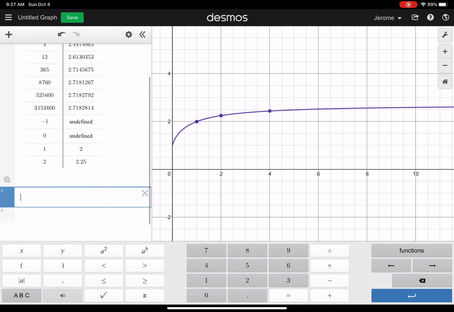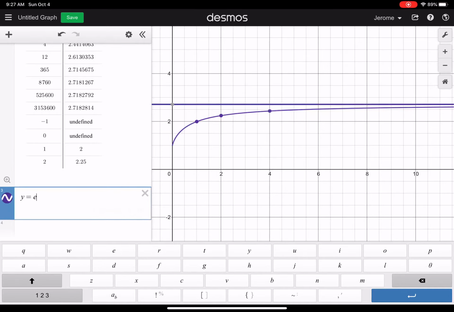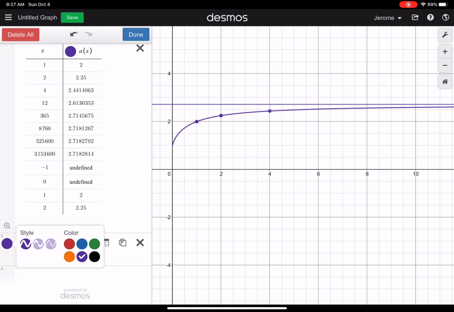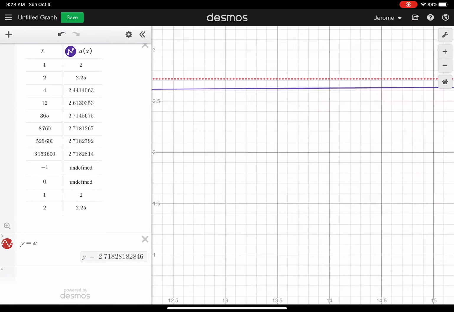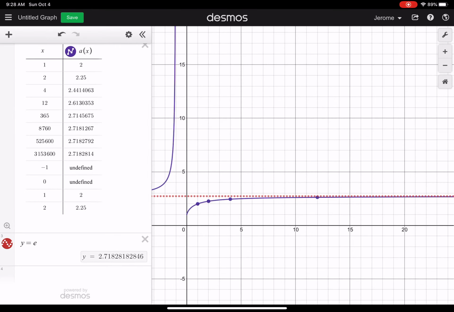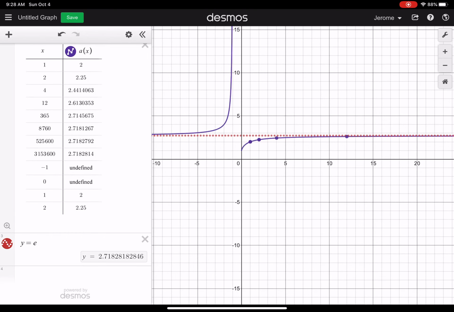So I'm going to come right down here to this next one, and I'm just going to go y equals, and I have to go over to the QWERTY keyboard and then hit the E. And then maybe change its color, because why do I want the same exact color for that? And maybe make it dashed or something like that. So now looking at this graph, I can see that it's getting closer and closer to that, a horizontal asymptote. I wonder if we can express all of that as a limit.